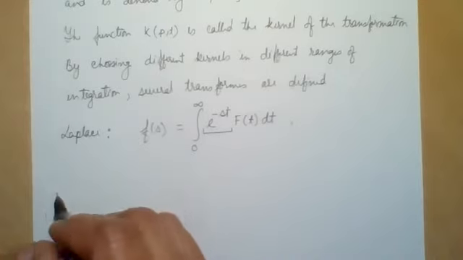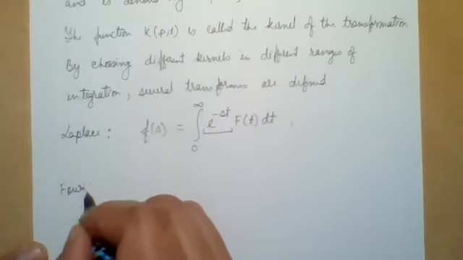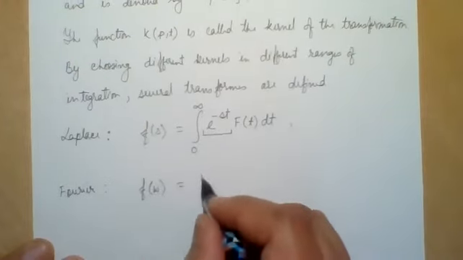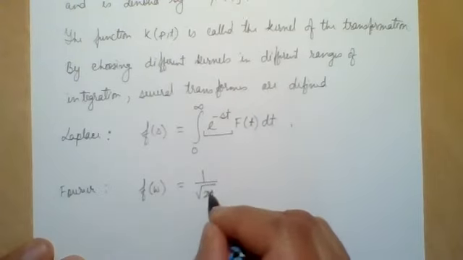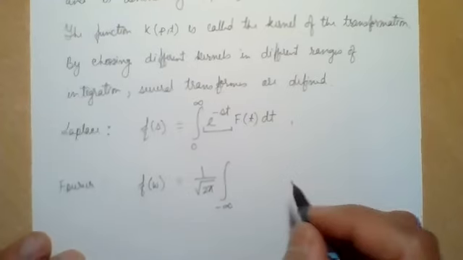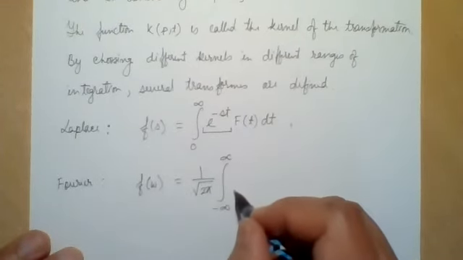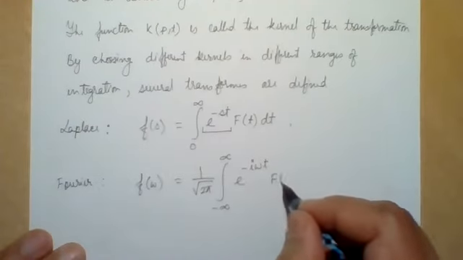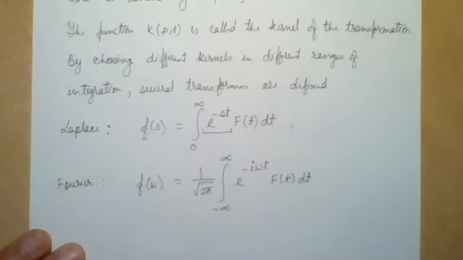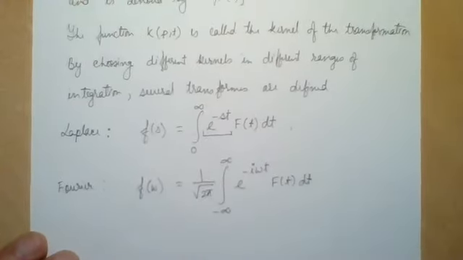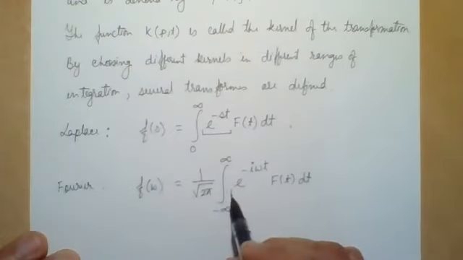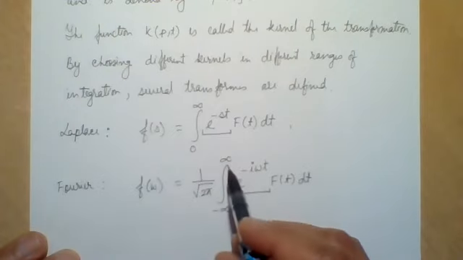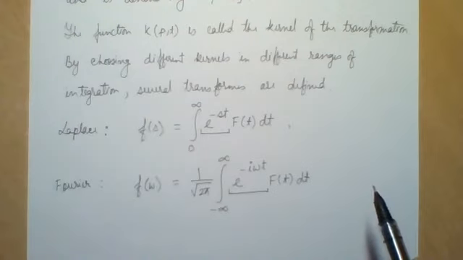Next, we have the Fourier transform. Here, let me write it as a function of omega. We have a normalization constant 1 by 2 pi, integration from minus infinity to plus infinity, e to the power minus i omega t f of t dt. This is the Fourier transform. So if we choose the kernel as e to the power minus i omega t for all values of t from minus infinity to plus infinity, we get the Fourier transform.